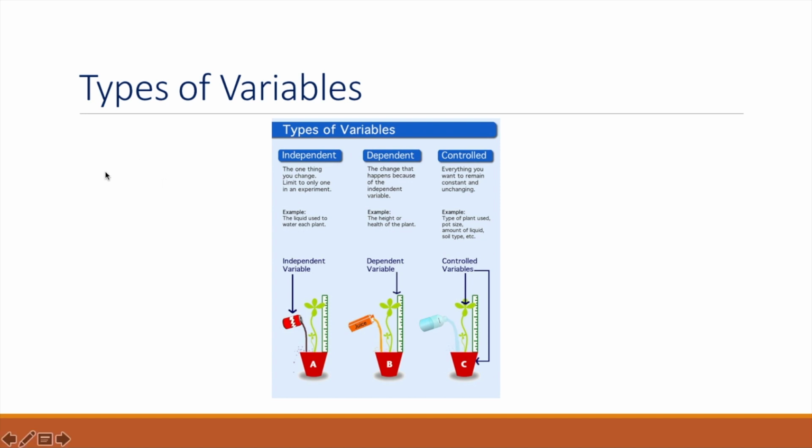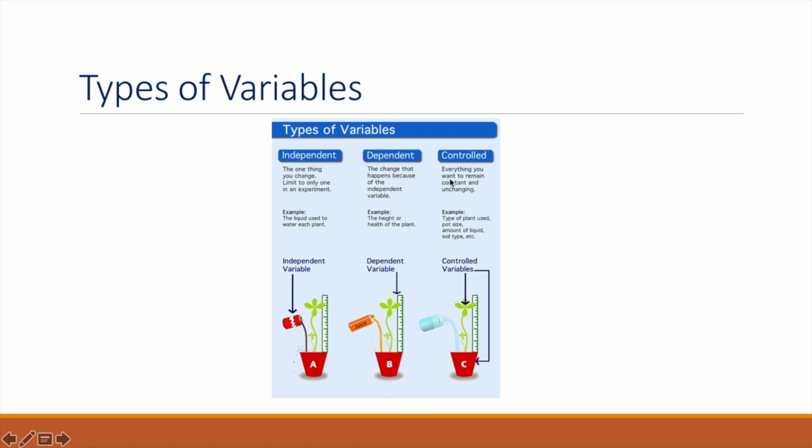So here's another picture explaining independent and dependent variables. In this picture, we are explaining independent, the one thing you change, limit to only one in an experiment. For example, the liquid used to water each plant. So here it looks like we have a can of cola watering the plant. Over here we have juice, and over here we have water. So these three things are examples of the independent variable. It's the one thing we've changed.